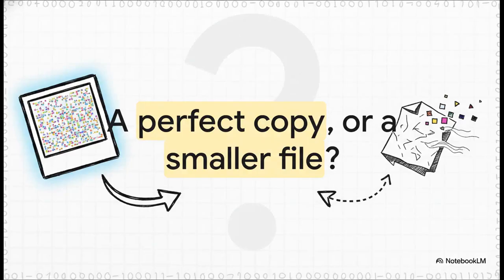So the next time you save a JPEG or send a photo to a friend, just remember this choice is being made, right there, behind the scenes. Do you want a perfect, flawless copy that takes up more space, or do you want a much smaller file that looks identical to the naked eye, but has left some of its original data behind forever? It's the fundamental choice that pretty much shapes our entire visual digital world.